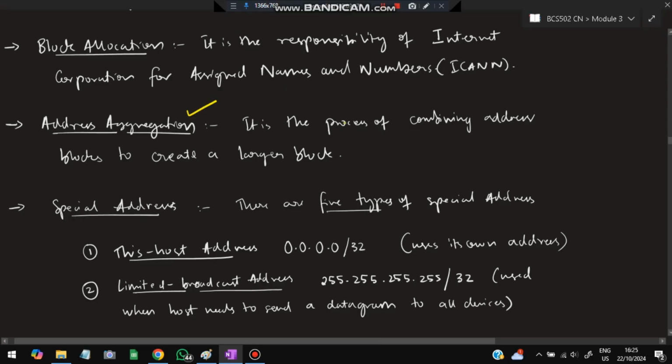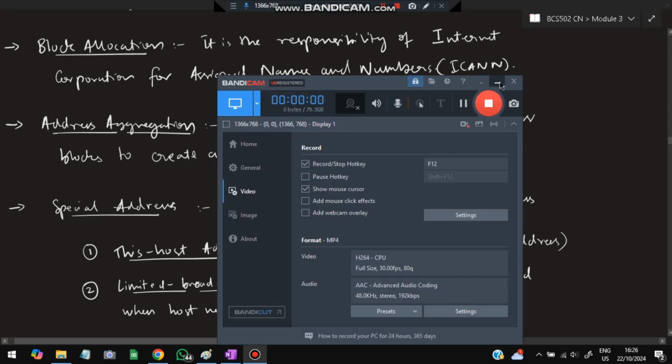So address aggregation means what? A small address will be there. You'll be combining it with others to form a bigger address. That is called as address aggregation. This is a process of combining the addresses to create a larger block.